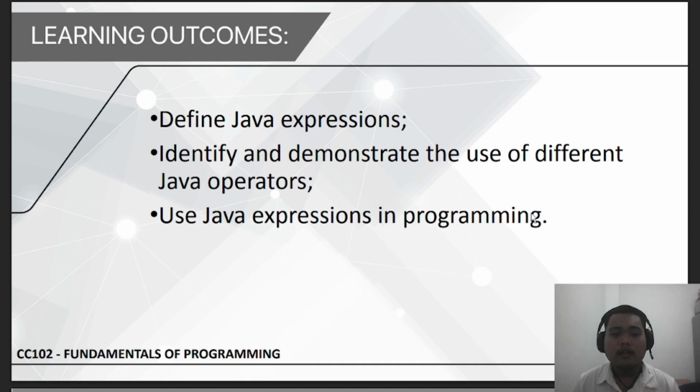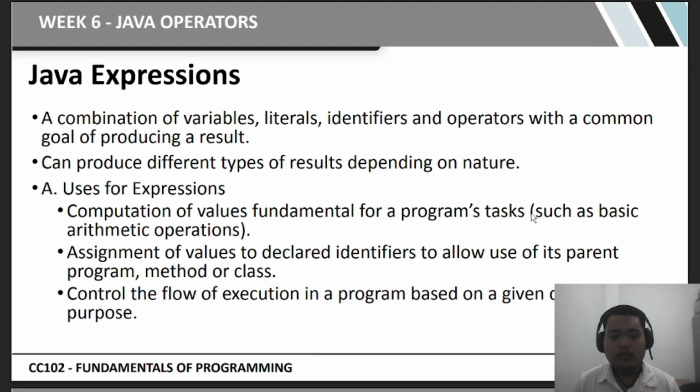First is the learning outcomes: to define Java expressions, to identify and demonstrate the use of different Java operators, and to use Java expressions in programming. So a Java expression is a combination of variables, literals, identifiers, and operators with the common goal of producing a result. It can produce different types of results depending on its nature. There are many uses of Java expressions.